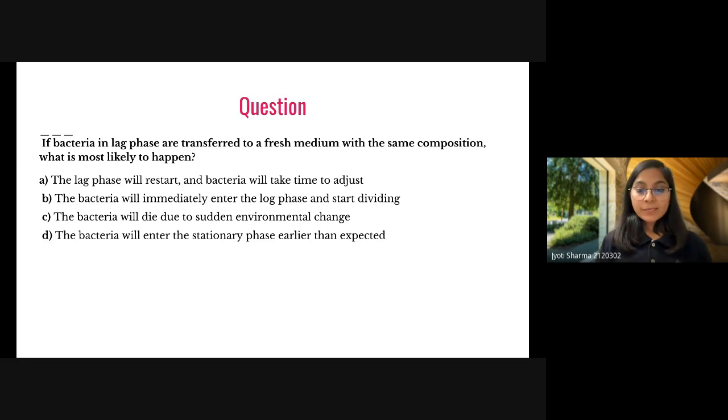So the answer is B, the bacteria will immediately enter the log phase and start dividing, because there will be the same composition, same environment. So they have already adapted to the same environment, adapted to the same composition of the nutrient. So there is no way that it will restart the lag phase, but it will start from where it has stopped. After the lag phase there will be the log phase. So B is the right answer.